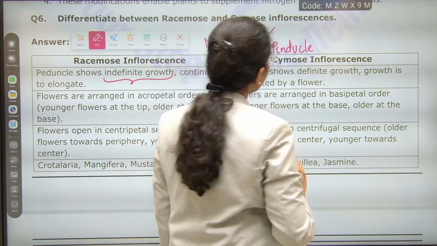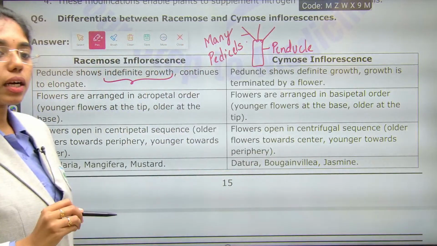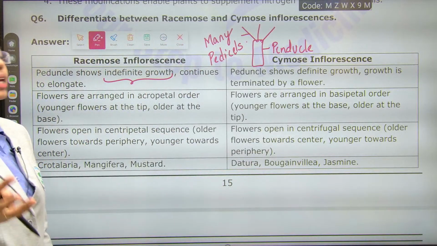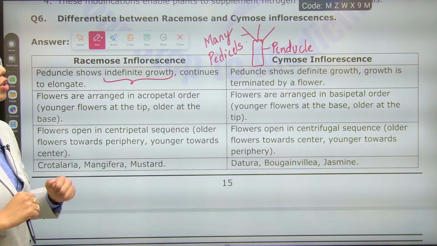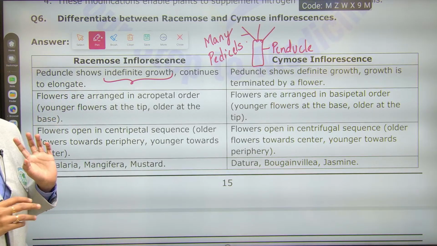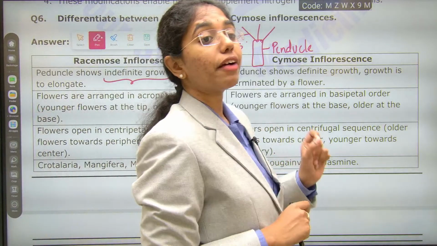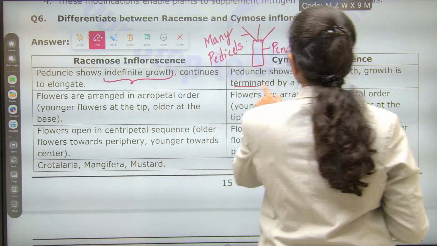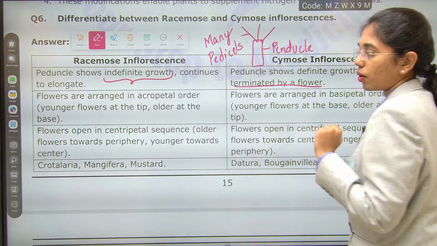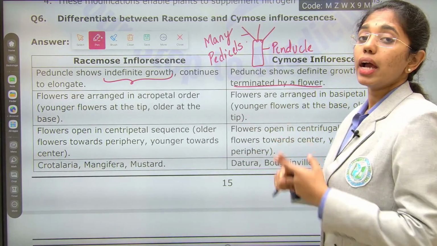The common floral stalk is called the peduncle. A single peduncle will hold many pedicels. In racemose inflorescence, the peduncle will show indefinite growth and continues to elongate. In cymose inflorescence, the peduncle will show definite growth. This growth is terminated by a flower. Here it is definite and here it is indefinite growth.